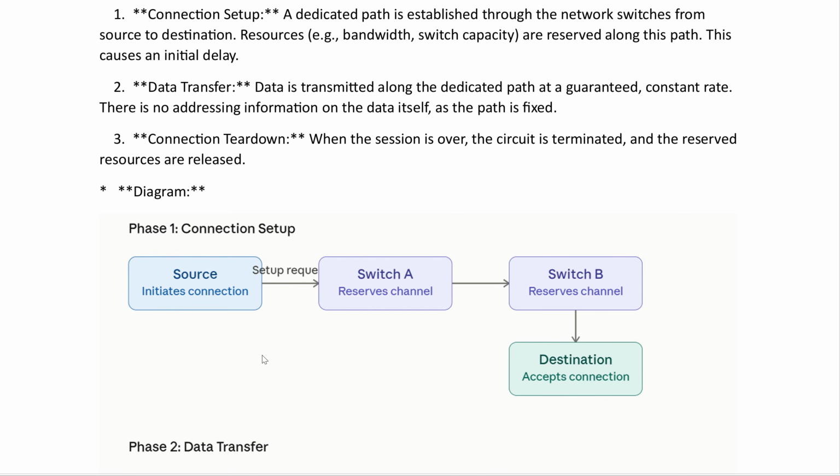So this diagram represents circuit switching, as I have explained in these three steps. First step is the connection setup. As you can see in the diagram, the source initiates the connection. Phase one is the connection setup, where the connection is being established between source and destination. In between there are two switches being used, switch A and switch B. Those are also known as reserved channels, and the destination accepts the connection.